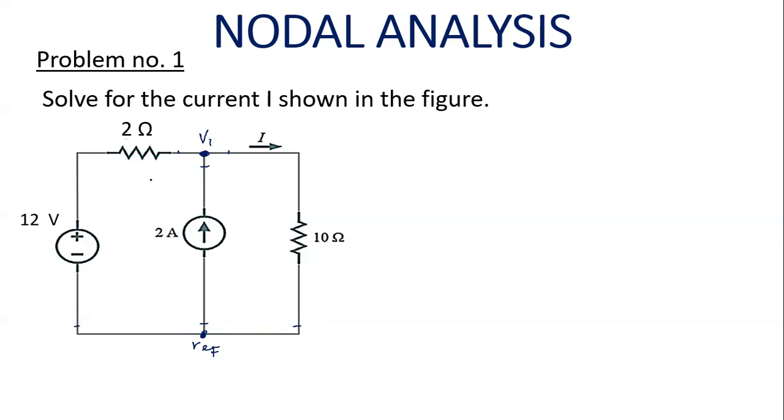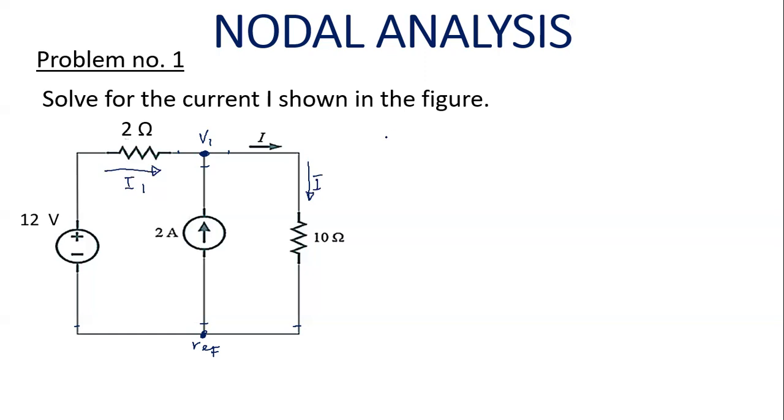And after identifying the non-reference and the reference nodes, we'll have to assume the branch current directions. So let's say this is the branch current I1. Since in this branch we already have the branch current I, the current that flows through the 10 ohms is the current I. And at this branch, we have the branch current 2 amperes, which is the independent current source.